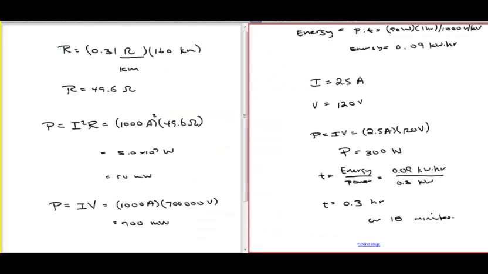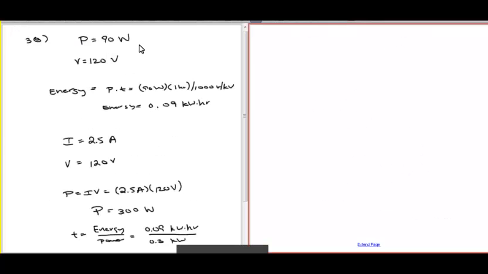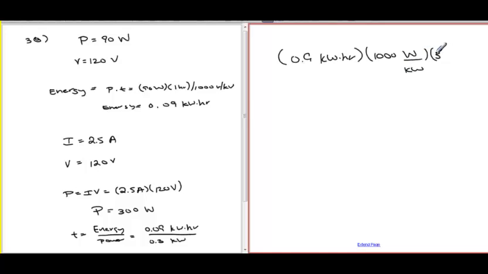You actually do the energy in joules, so let's go ahead and do that in joules. How do you convert 0.9 kilowatt hours? We're going to multiply by 1,000 watts per kilowatt and 3,600 seconds per hour. The units end up being watts times seconds, which is joules. So we have 0.9 times 1,000 times 3,600, and the energy in joules is 3.2 times 10 to the 6th joules.